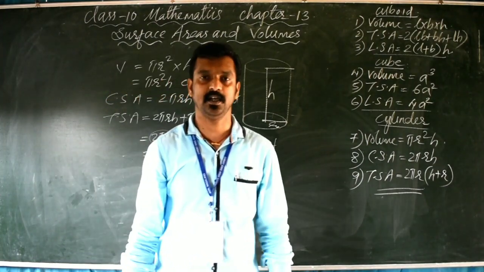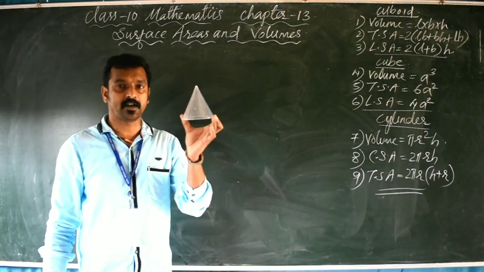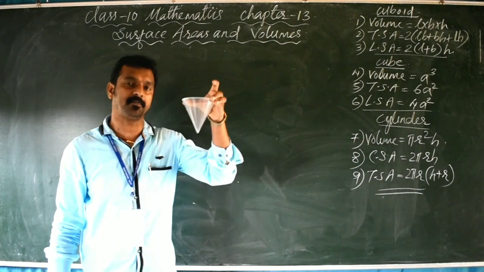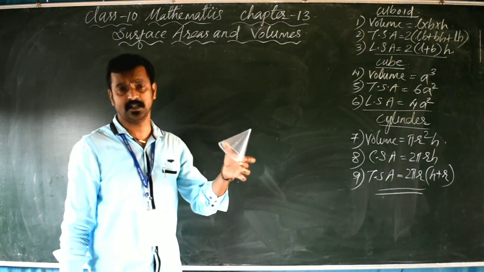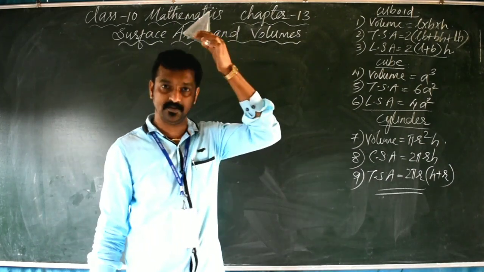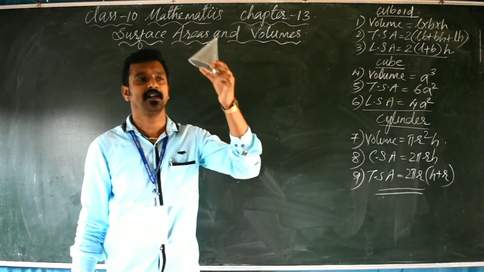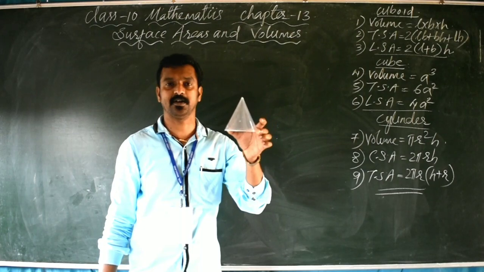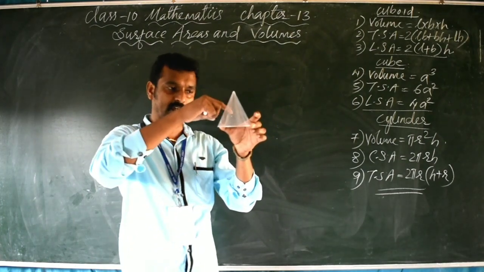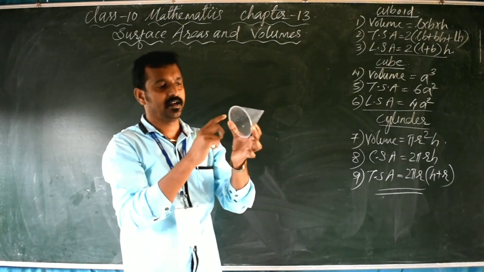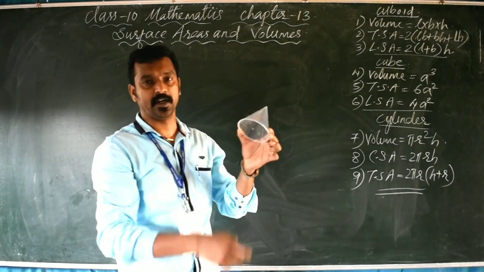Now next one is a cone. This one is a cone. An ice cream cup is in the form of a cone. And in circus and all, we can see that jokers used to wear a cap. That is also in the form of a cone. It has only two faces. A curved face is there, and a bottom face, which is in the form of a circle.